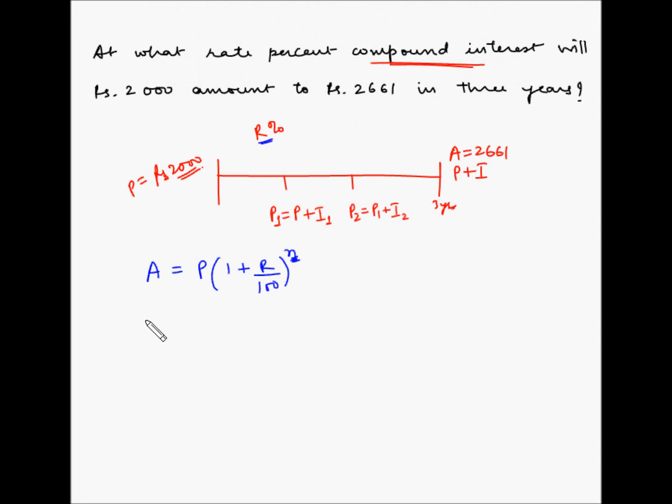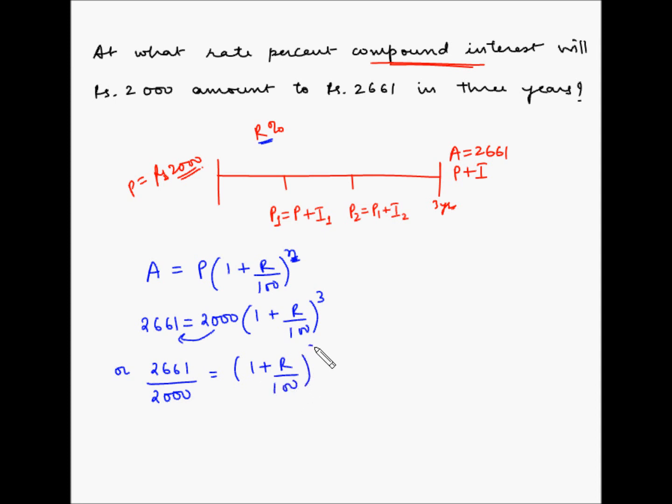So the amount given is 2661 and this is equal to the principal, which is 2000, multiplied by 1 plus R divided by 100 to the power n, which is 3. So let's bring this 2000 to the left hand side. So 2661 divided by 2000 is equal to 1 plus R divided by 100 to the power 3.